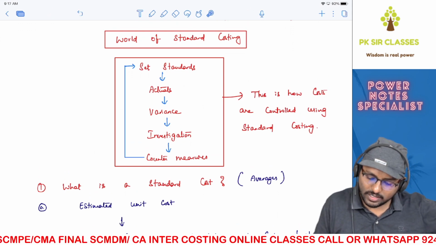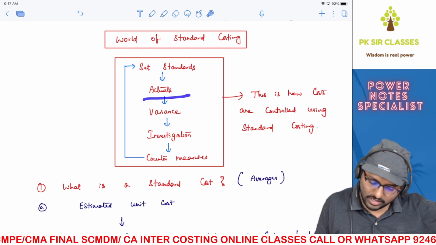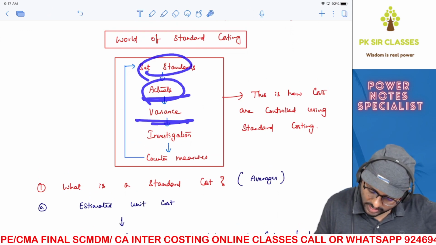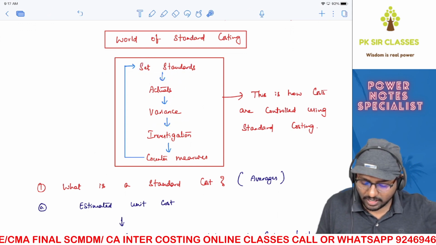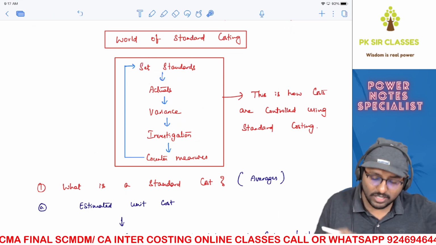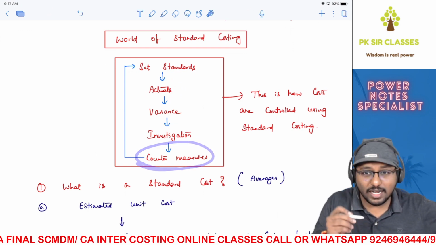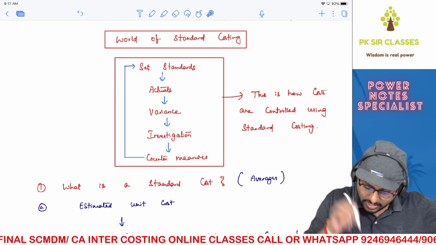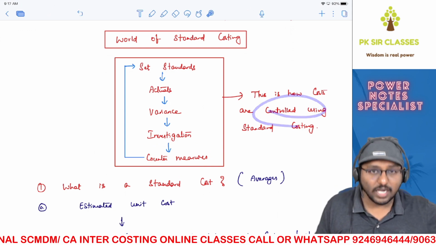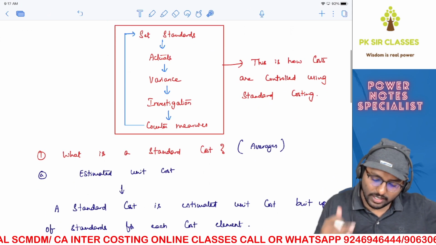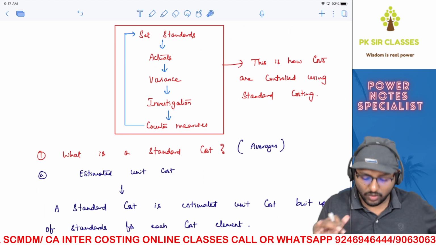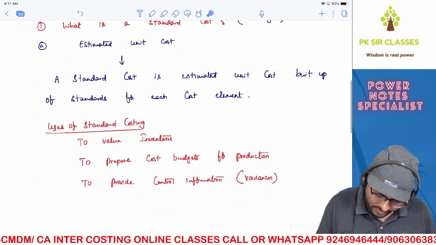Okay, so basically you set the standards, then you see the actuals, then the difference between standards and actuals, you call it as variance, and you'll try to figure out the reasons why that particular variance has happened. Is it controllable or uncontrollable? Then you'll try to take countermeasures such that it doesn't repeat in future, thereby you control the cost. That's the logic. When you try to ensure that it doesn't repeat in future, you're actually trying to control it. Okay, so that's the point.